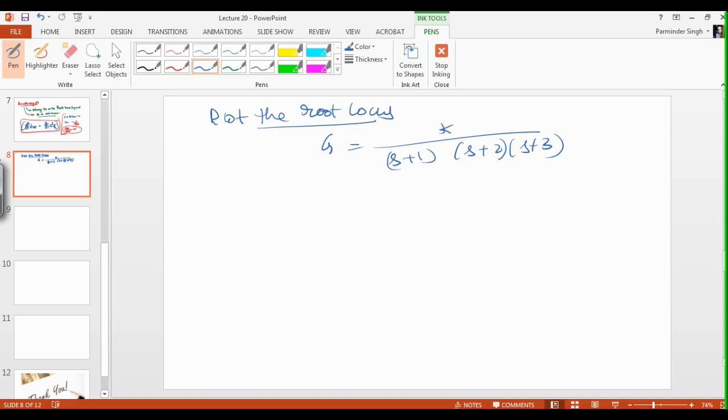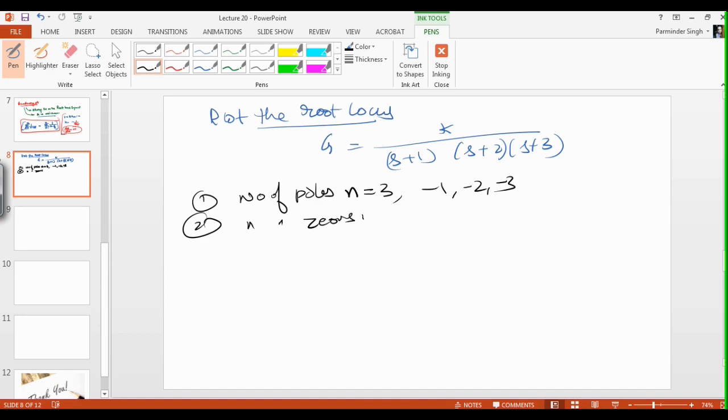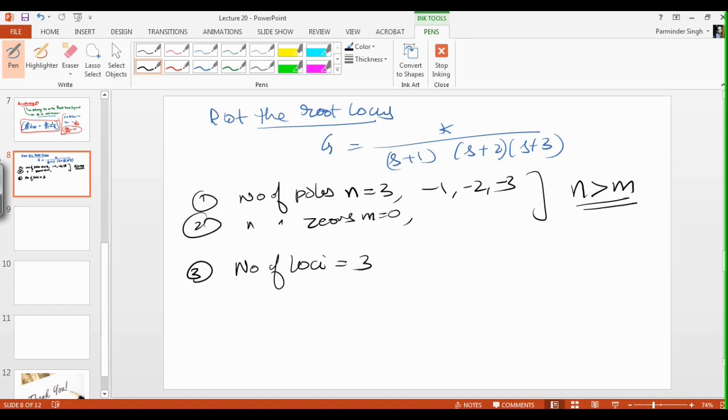Now number 1, let's see. Number of poles, that is n equal to 3. They are at minus 1, minus 2 and minus 3. Number 2, number of zeros, that is m, is 0, because there is no such term of s in the numerator. So n is greater than m, so root locus is valid. Clear? Rule number 3, number of loci should be equal to number of poles, that is, number of loci should be 3.